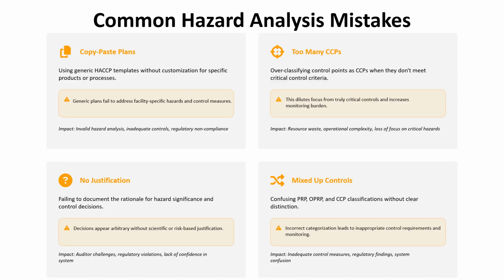Common mistakes in hazard analysis include copy-pasting hazard tables from another facility, listing hazards without clear reasoning, and treating every identified hazard as significant. Other frequent issues include missing hazards that are clearly relevant to the process and failing to update the hazard analysis when changes occur. The most effective hazard analyses are simple, realistic, and clearly tied to how the facility actually operates.